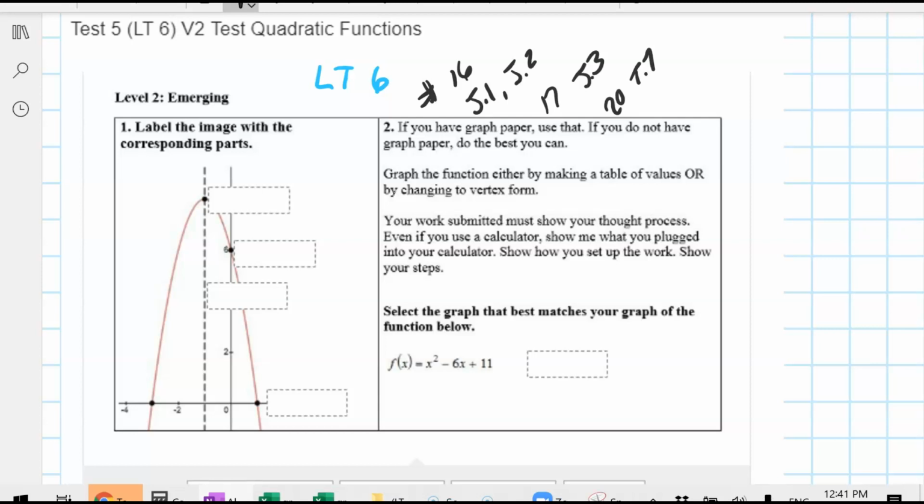Okay, label the image with corresponding parts. Again, basically all of the labels have an arrow like that. Oh, I did put the points there. That's cool. So that one's the vertex. This one is the y-intercept. The axis of symmetry. And this is the x-intercept.